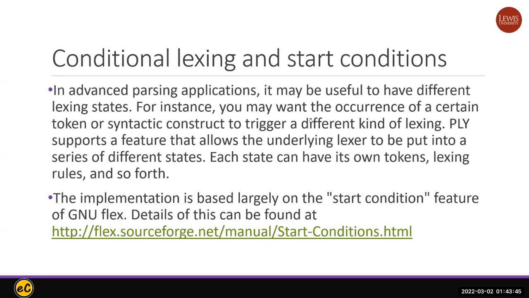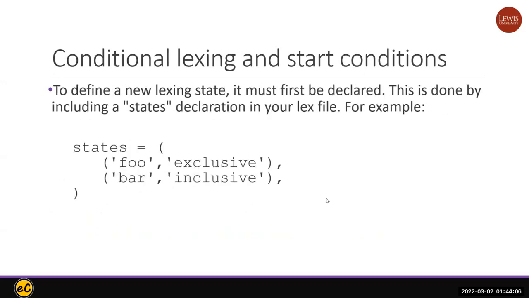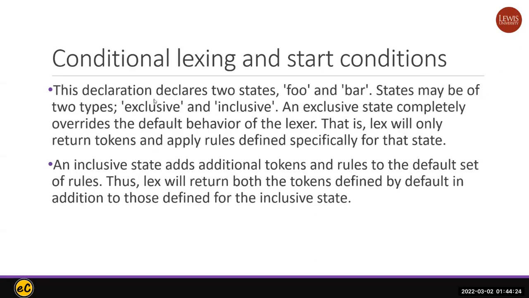Okay, for instance, you may want the occurrence of a certain token or syntactical construct to trigger a different kind of Lexer. Please support a feature that allows the underlying Lexer to be put into a series of different states. Each state can have its own token, lexing rule, and so forth, okay? So conditional lexing and the start condition. To define a new lexing state, it must first be declared. This is done by including a state declaration in your lex file, for example, states. The declaration declares two states, foo and bar, okay?